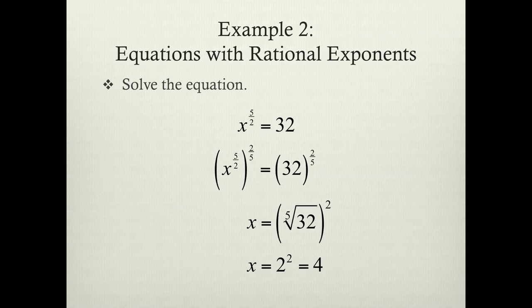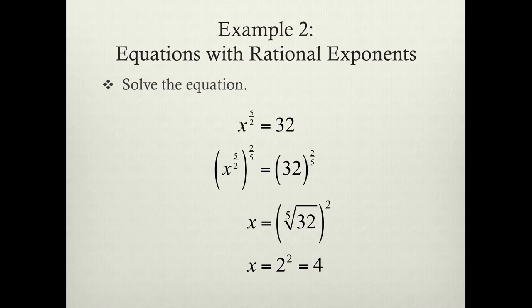So we can now see that our 5/2 times 2/5 gives us the 1, so x to the 1st power on the left side is just x. And now the 32 to the 2/5 power on the right side needs to be evaluated. So we go back to our definition of what a rational exponent means, and we realize we need to take the 5th root of 32, which will give us 2, and then square it because the 2 is in the numerator. So 2 squared gives us an answer of 4.